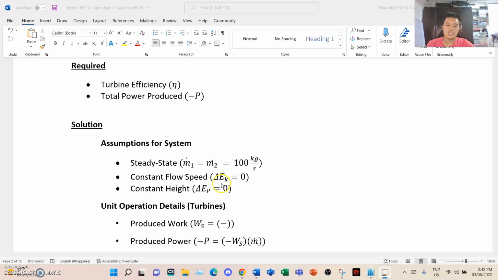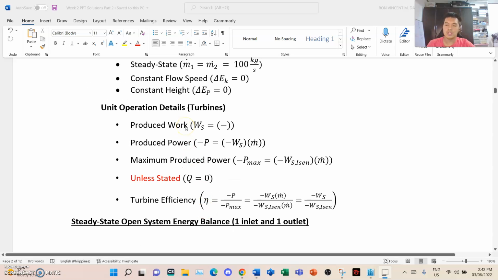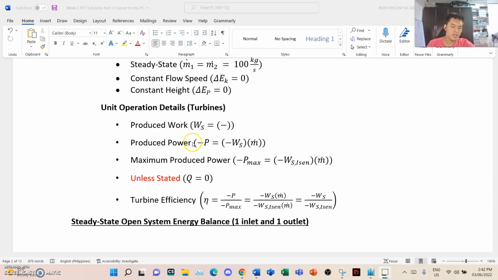Next, for the unit operation details of the turbine specifically, its work is produced work, and it is specified by chemical engineering convention as a negative symbol. Produced power is negative P, using this formula, such that we only multiply the produced work by the mass flow rate. The maximum produced power is the shaft work at isentropic conditions, and unless stated, it is adiabatic. Since it is already stated as adiabatic, we can say that Q equals 0. It is satisfying this assumption.